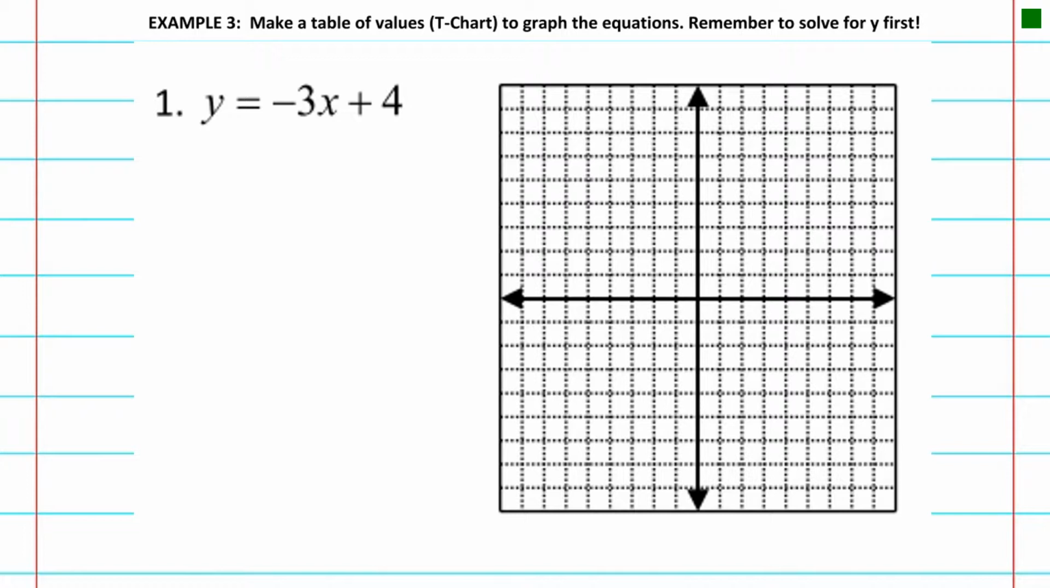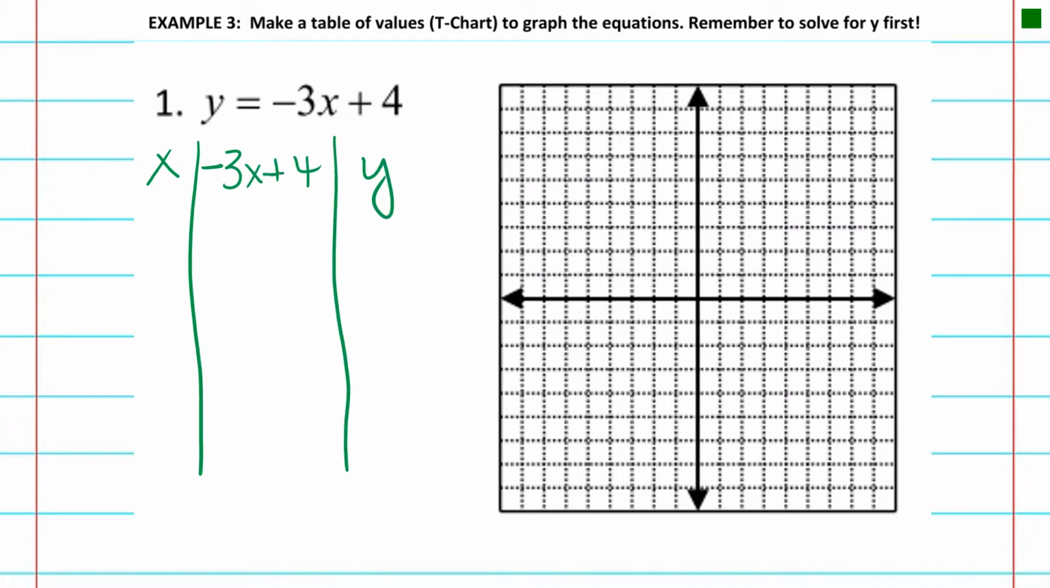All right, so let's try one. We have y equals negative 3x plus 4. So we're going to make our own t-chart here. So I'm going to put x, then my equation is negative 3x plus 4, and then I'm going to put my y. Okay? So I don't have a fraction. So since I don't have a fraction in front of the x, the easiest 3 x values are negative 1, 0, and 1. So I'm going to pick negative 1, 0, and 1.